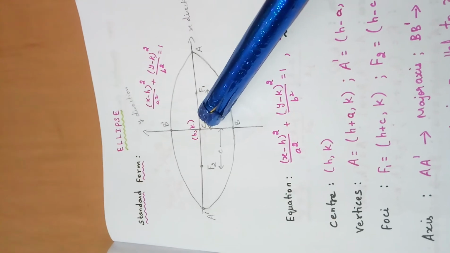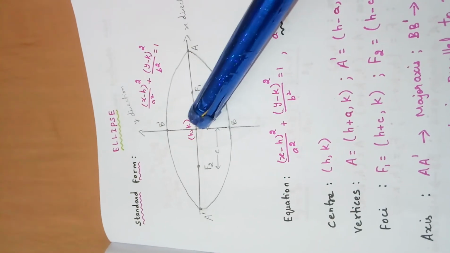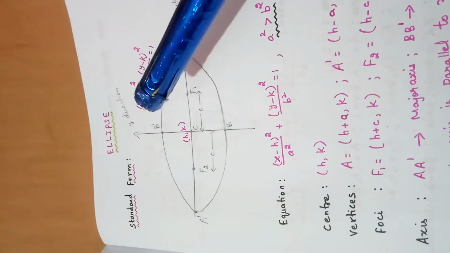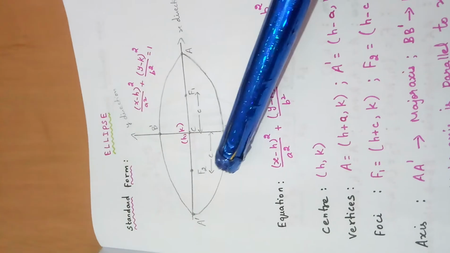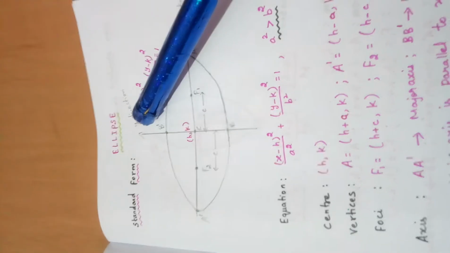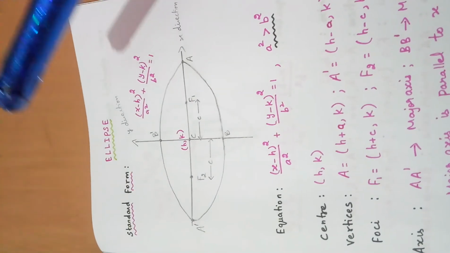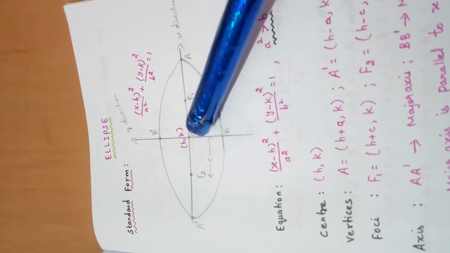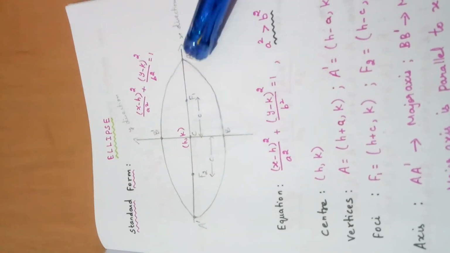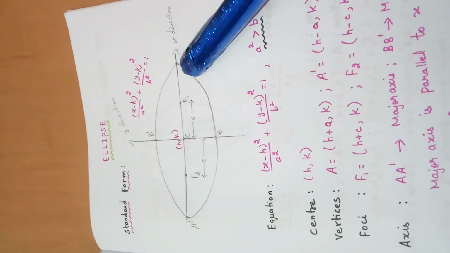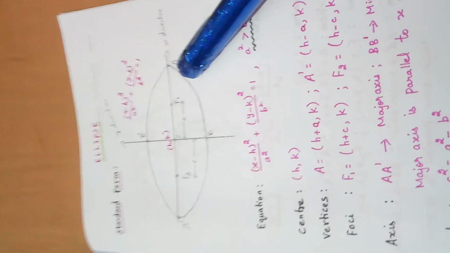What does this C represent? C represents the center of the ellipse. It is given by h comma k. So these are all the terms that you have to remember when you study ellipse. What is this? Equation of the ellipse. Okay. So now you have understood how the diagram of an ellipse looks like and what the terms related with it are: C, F1, F2, A A dash, B B dash. Now we will see one by one the formulas that we have to know.